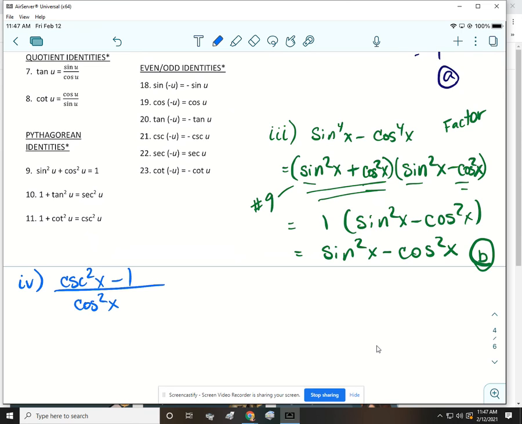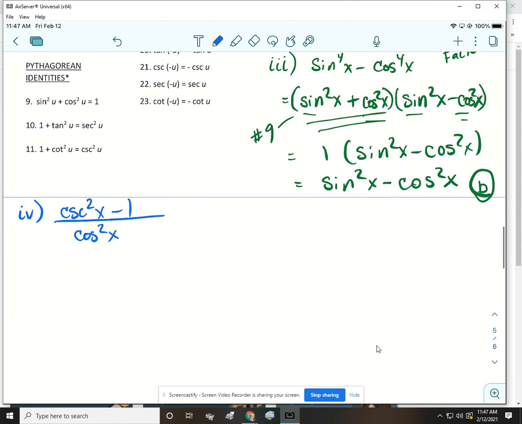Now, one thing that you may not realize is these Pythagorean identities can be manipulated. I don't have a Pythagorean identity that's cosecant squared minus 1. But if I took number 11 and I subtracted 1, I would end up with cosecant squared minus 1, and that is going to be equal to cotangent squared. All right, so we would replace that with cotangent squared of x. So we used number 11 to do that.